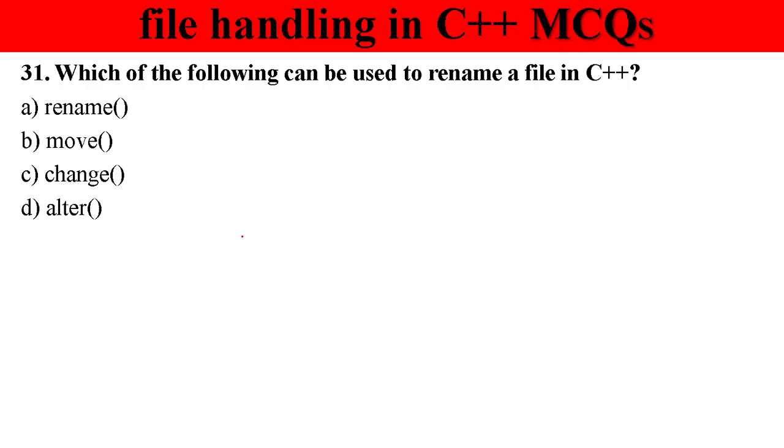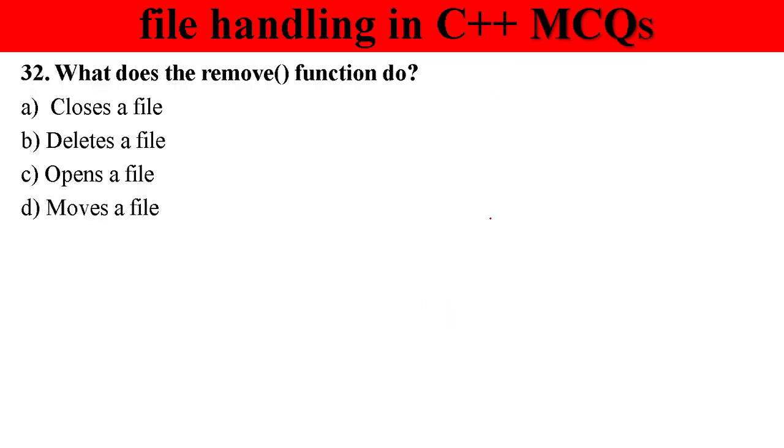Question number 31. Which of the following can be used to rename a file in C++? A. Rename. B. Move. C. Change. D. Alter. Rename is the function that is used to rename files in C++. Question number 32. What does the remove function do? Close a file, delete a file, open a file, move a file. The remove function deletes the file.